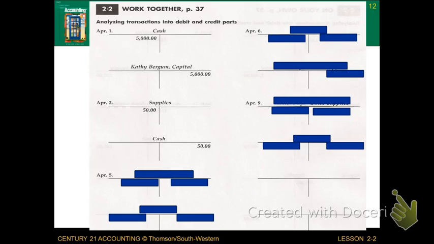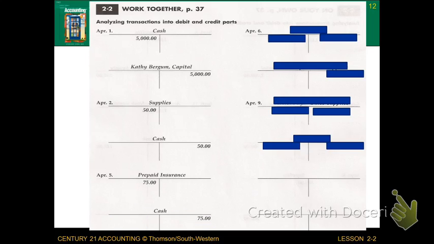April the 5th, paid cash, an asset, for insurance, another asset, for $75. Well, we know that cash decreases as a credit, and insurance, an asset, increases as a debit. So we're going to list our insurance first, since that's our debit amount. Insurance is going to increase by $75, and our cash is decreasing also by $75. Cash decreases as a credit, so we show that decreasing on the right side.